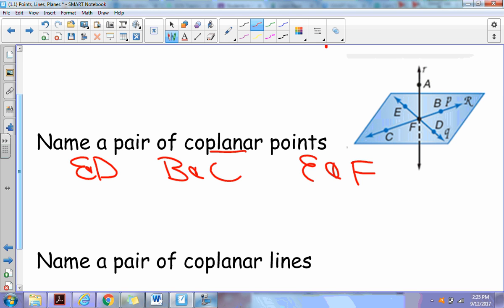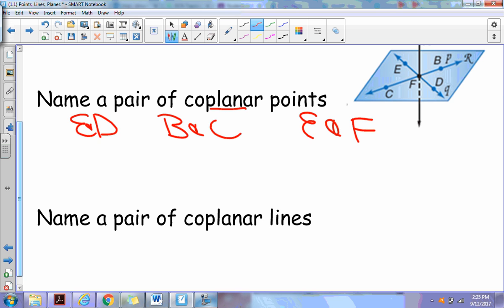What about a pair of coplanar lines? P and Q, right. And if you didn't want to use P and Q and you wanted to call them line BC and line ED, that's fine too. Questions on collinear or coplanar?